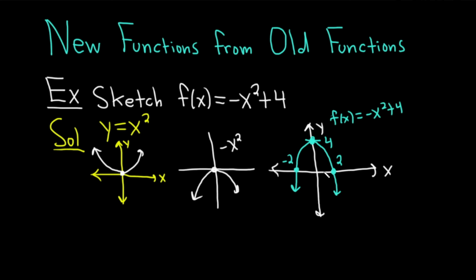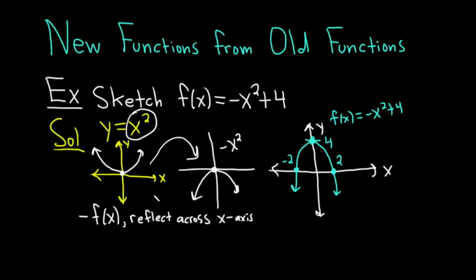A couple things we used in this problem that I'll refresh your memory on. In general, if you have a function f of x and you put a negative sign in front of the function, you're going to reflect across the x-axis. In our particular case, the f that I'm applying this to is x squared, because we had negative x squared, and so we reflected it across the x-axis. And if you have, say, f of negative x, a negative in front of the x, you're going to reflect across the y-axis.